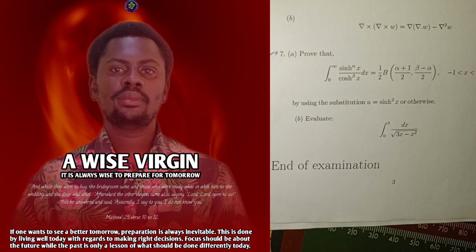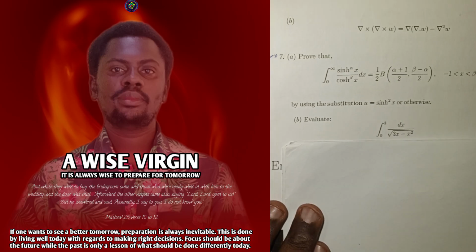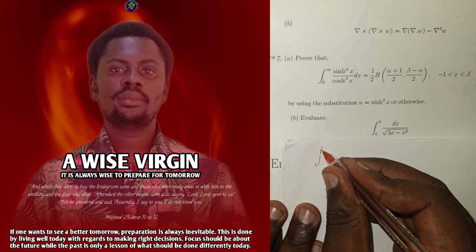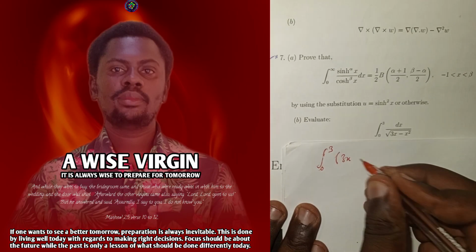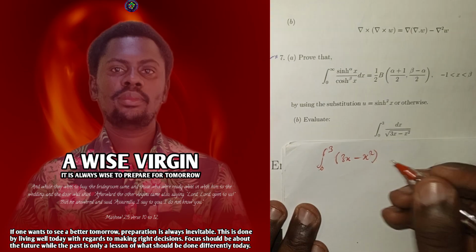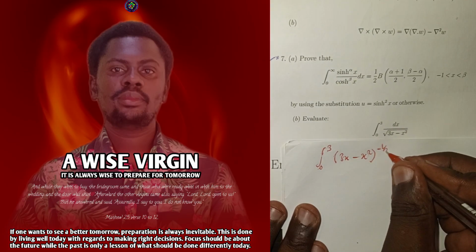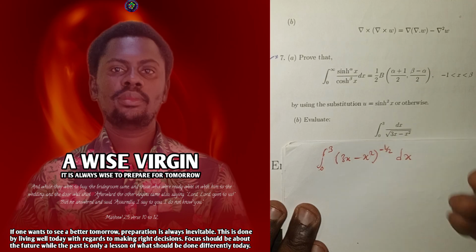And we know that when we change from denominator to numerator, the power should change sign. For every square root, the power is 1 over 2. So if you take this upwards, the power should be minus 1 over 2. So it will be the integral from 0 to 3 of (3x minus x squared) to the power minus 1 over 2 dx.